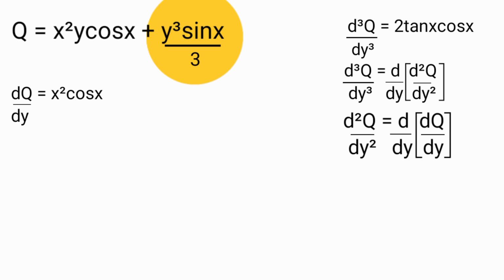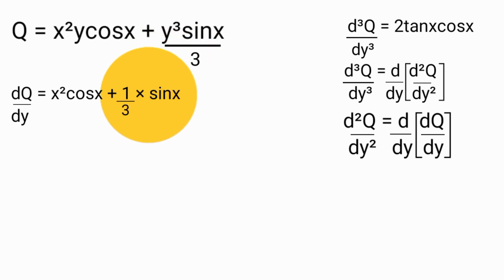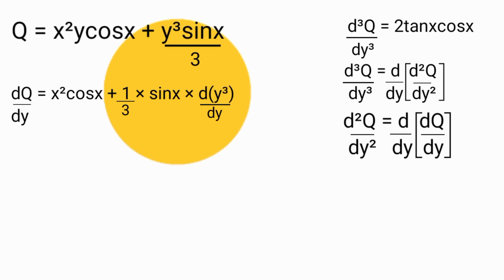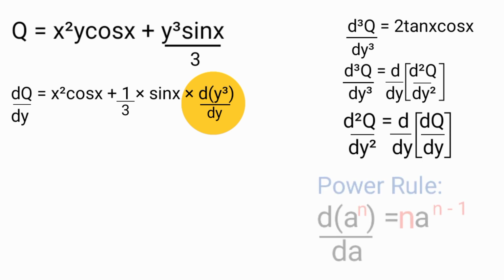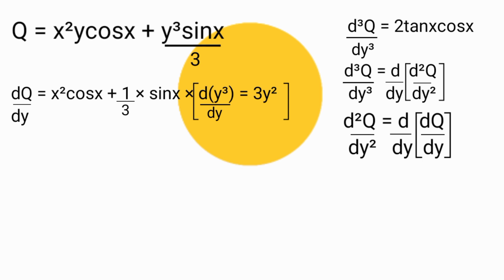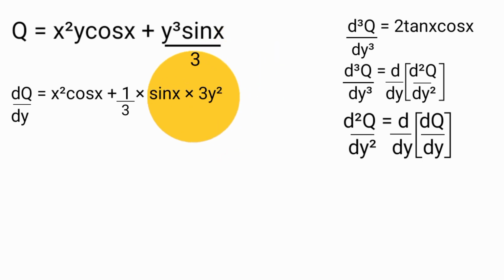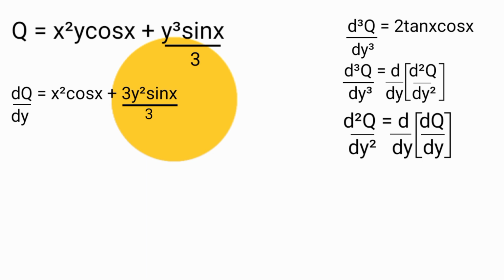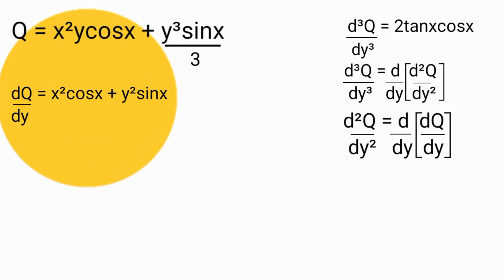Coming back here also, 1 over 3 and sin x are constant. We are going to differentiate only y cubed. So dy cubed dy, using the power rule, is 3 times y power 3 minus 1, which is equal to 3y squared. 3y squared times 1 over 3 times sin x is 3y squared sin x over 3. 3 cancels 3. So therefore, dq dy is equal to x squared cos x plus y squared sin x.